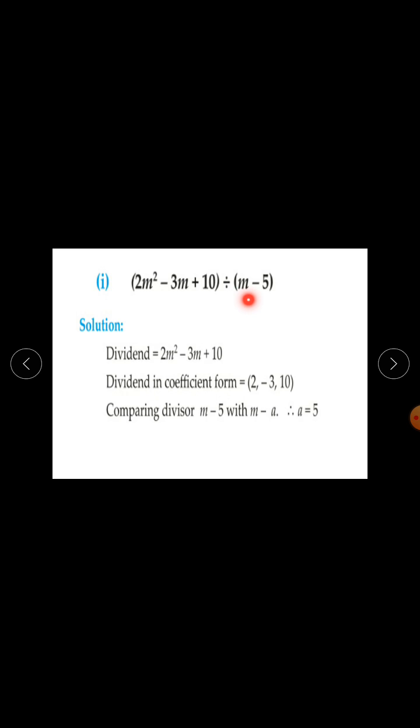Now draw two lines, one horizontal line and one vertical line. Our divisor is m minus 5, and the opposite of minus 5 is plus 5. So write that plus 5 to the left of the vertical line. And write the coefficient form of the dividend polynomial in the first row. This is your first row, this is your second row, this is your third row.